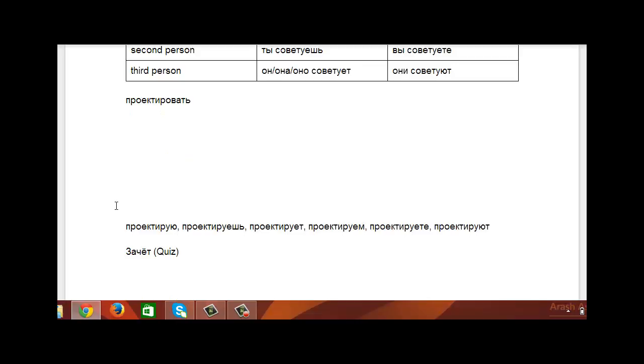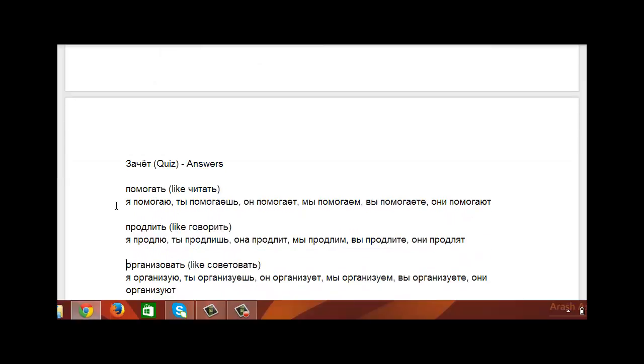Try this short quiz. И давайте посмотрим на ответы. With verb помогать, which is like читать, to help. Я помогаю. Ты помогаешь. Он помогает. Мы помогаем. Вы помогаете. Они помогают. Verb продлить, which means to extend, like говорить. Продлю, продлишь, и так далее. Организовать, to organize, is like советовать. Организую, организуешь, организуют, и так далее.